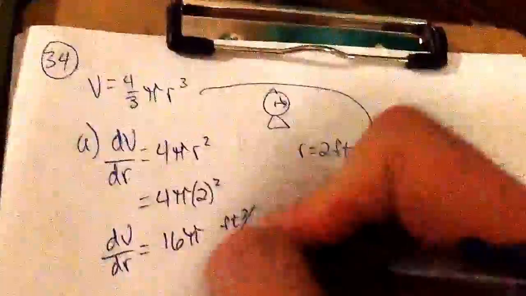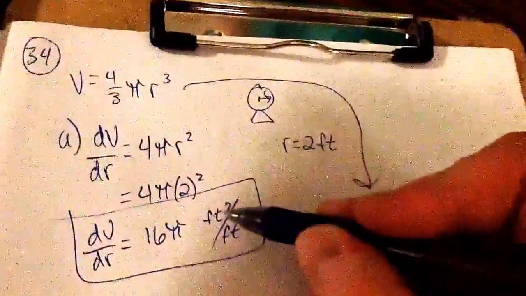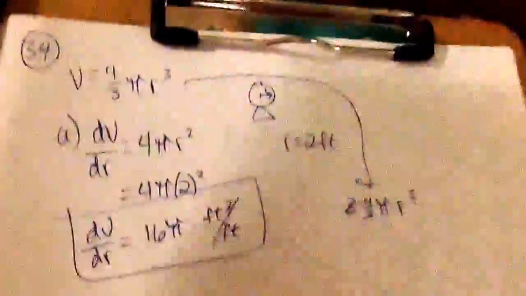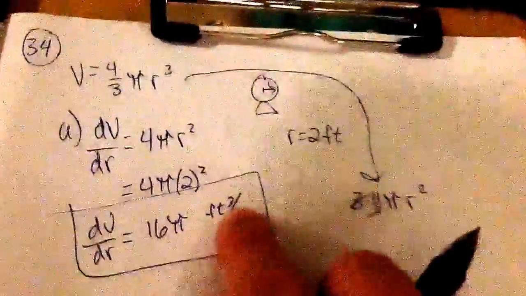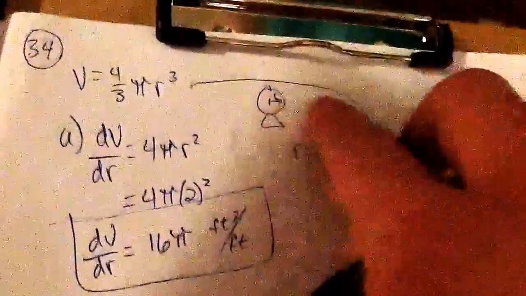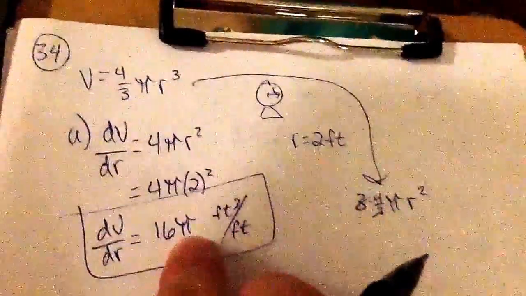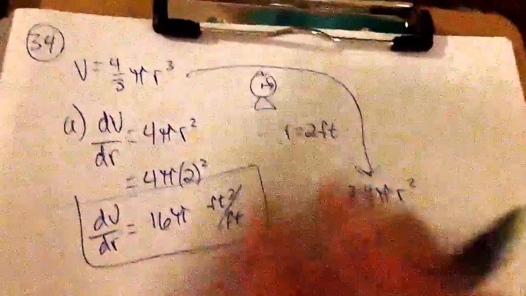And the units on that are actually feet cubed per foot, which is weird, because you might want to simplify that and say feet squared, but that's not true. It's the volume changes by the top number's volume. So for each foot the radius changes, the volume changes by 16 pi cubic feet. Yeah, don't worry about that. But that's how you would do that problem.